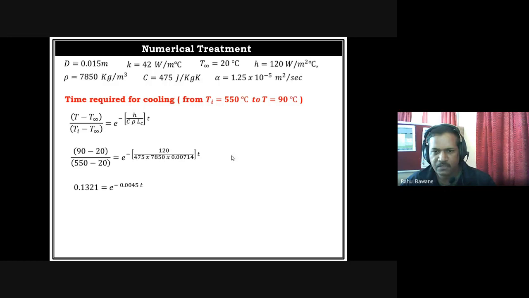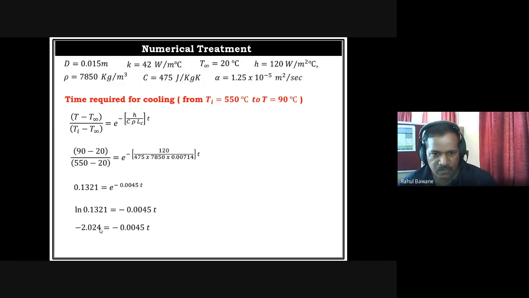I will not explain how to work on a calculator. Simplify this. Now it is e raised to the power minus 0.0045 t. Now we have to find out this value of t. So we will take ln on both sides. So ln of 0.1321. On the right hand side, when we take ln, this e term will vanish and only the power remains there. And this is the basic mathematical formula.